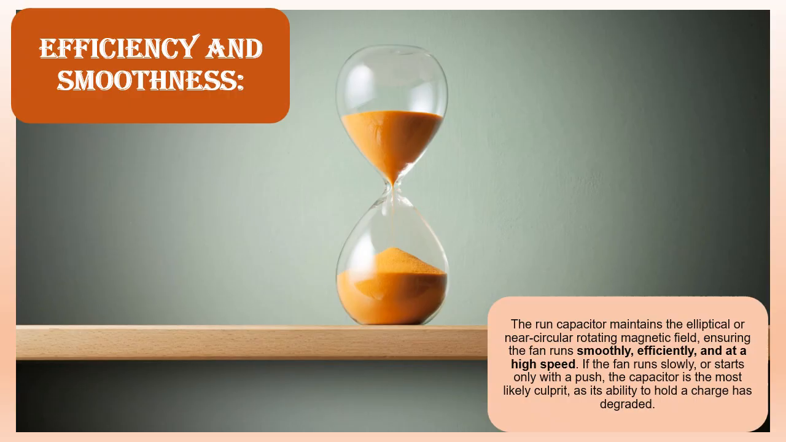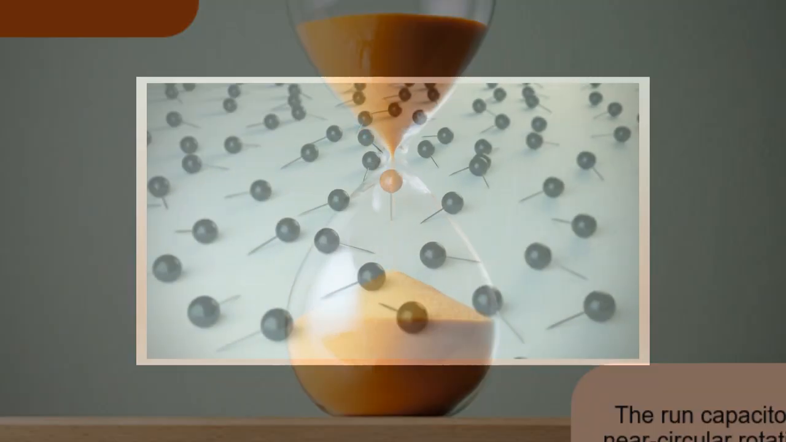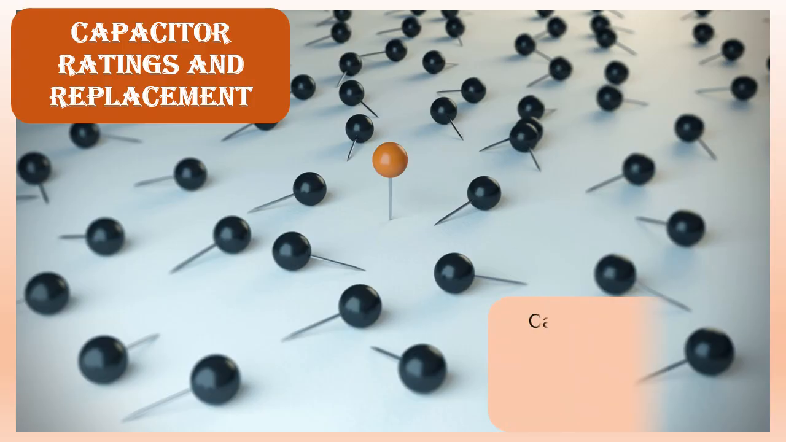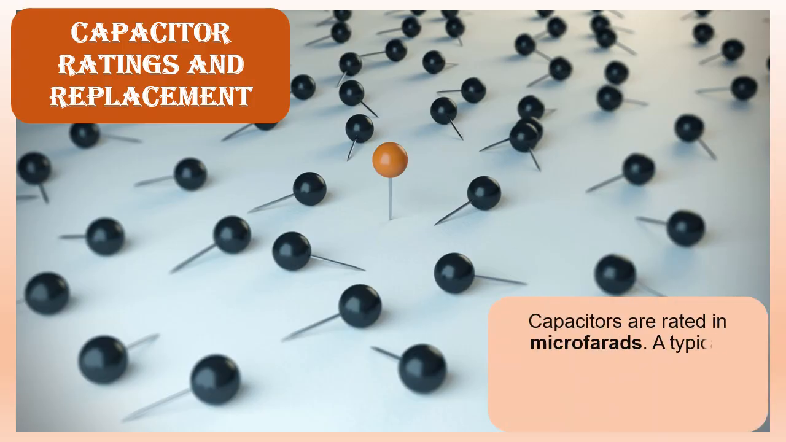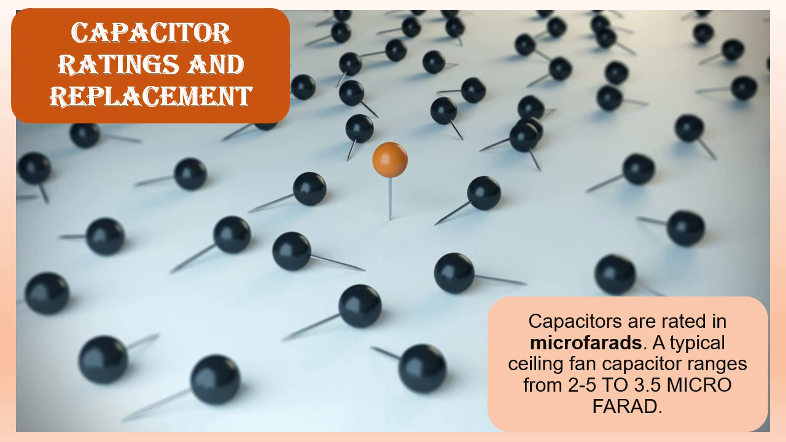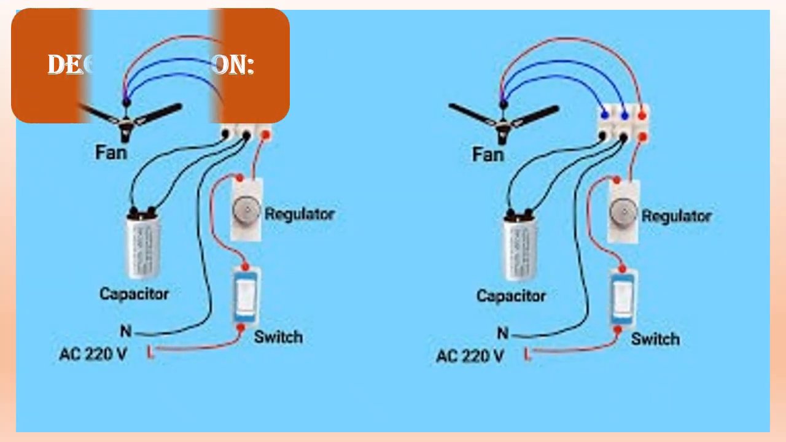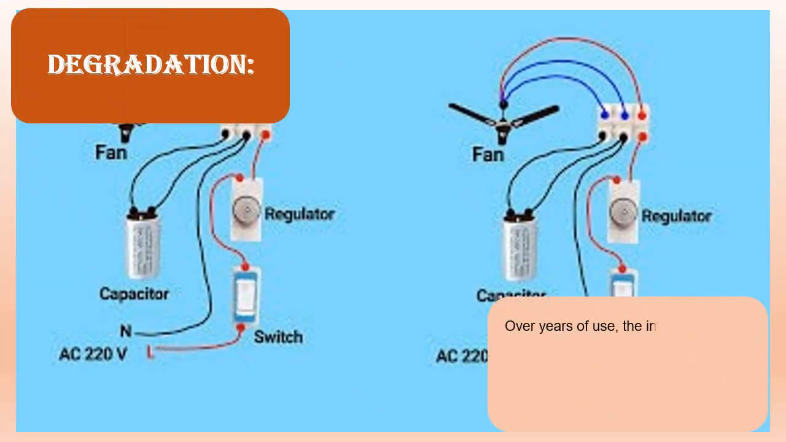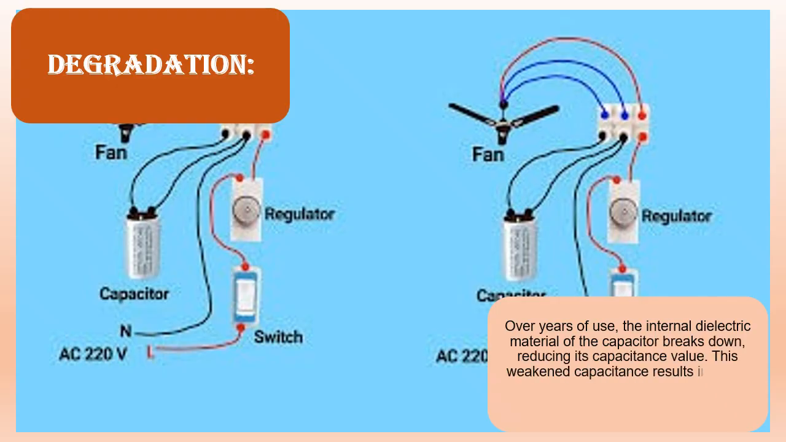Capacitor rating and replacement. Capacitors are rated in microfarads. A typical ceiling fan capacitor ranges from 2.5 to 3.5 microfarad. Degradation. Over years of use, the internal dielectric material of the capacitor breaks down, reducing its capacitance value. This weakened capacitance results in a less effective phase shift, leading to the fan running slowly or failing to start.